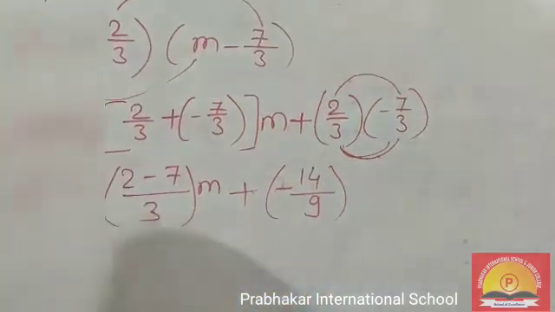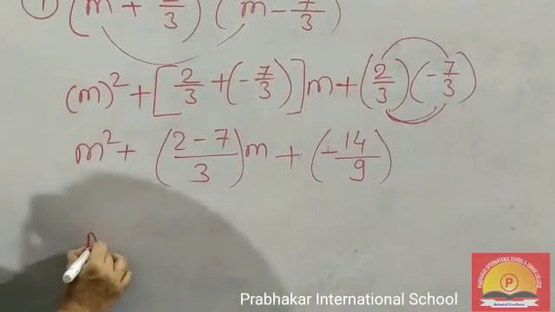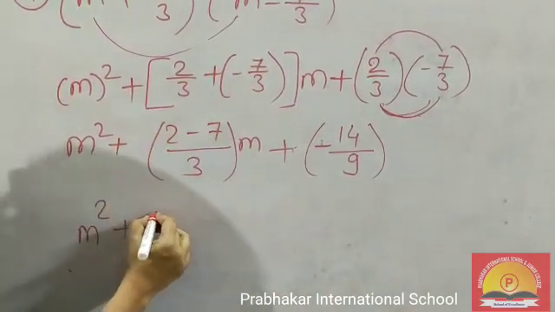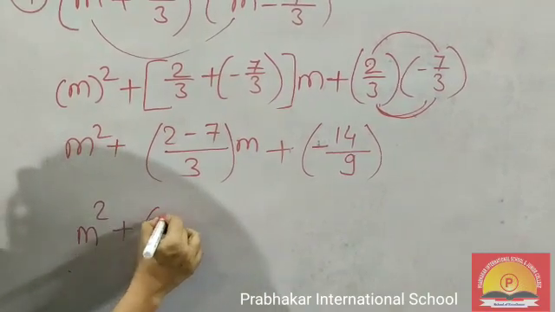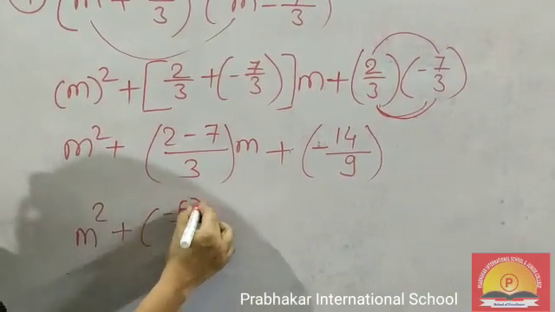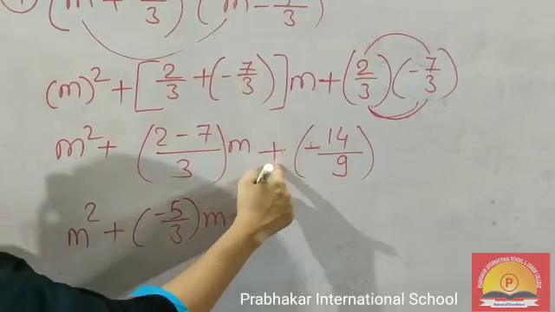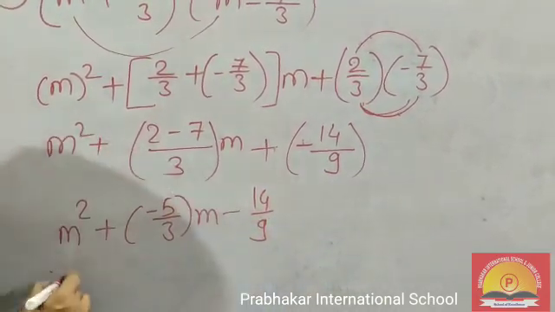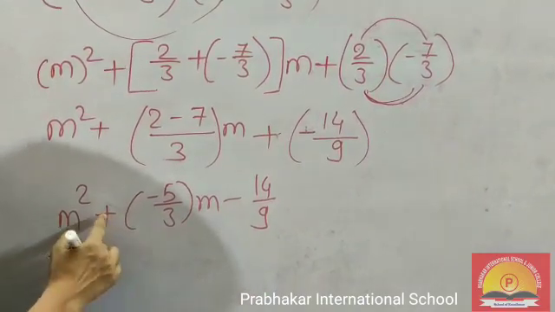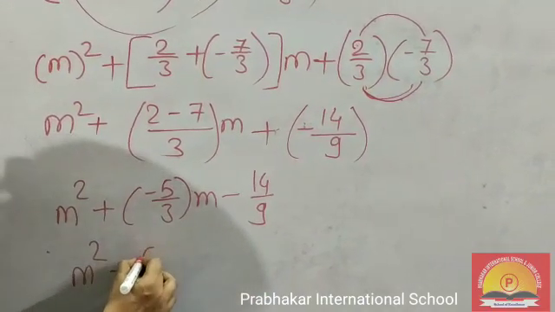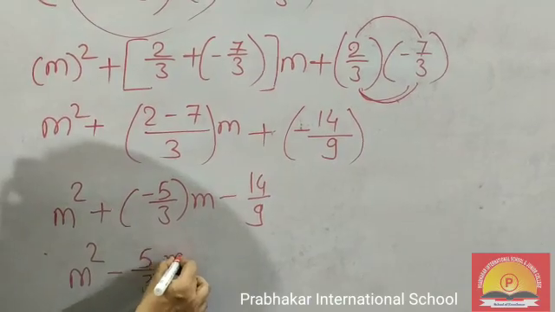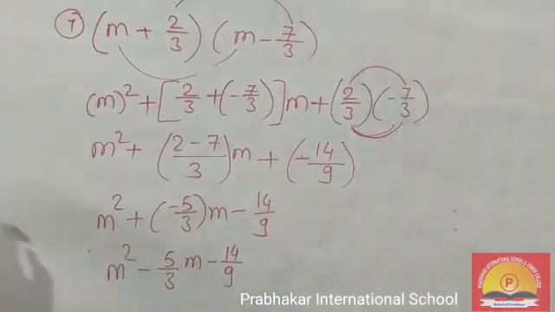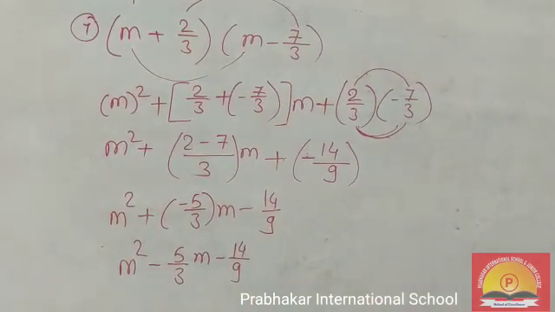Bracket close. In the next step, m square plus minus 7 plus 2, so this is coming minus 5 upon 3, minus 5 upon 3 into m, plus minus minus 14 upon 9. Finally, m square plus minus 5 upon 3 m minus 14 upon 9. So like this you can solve this question stepwise.